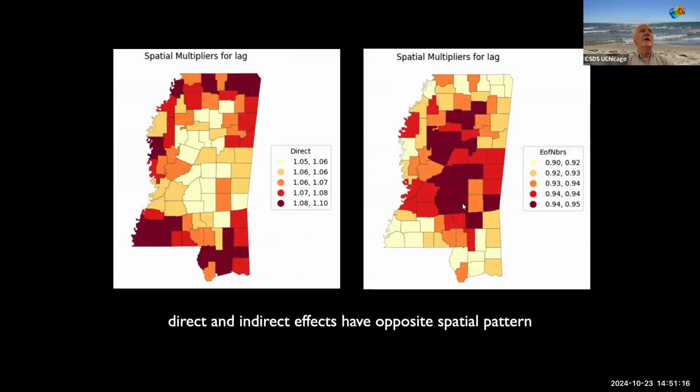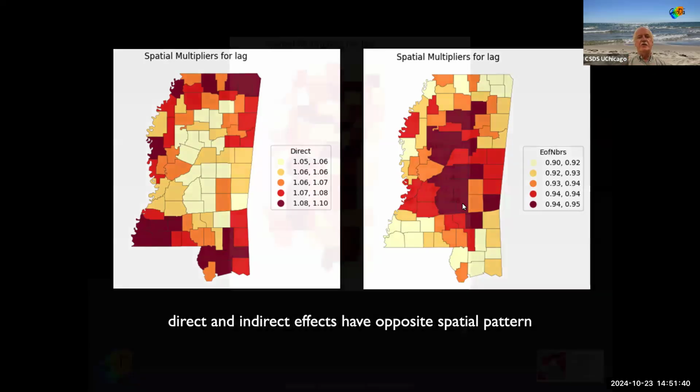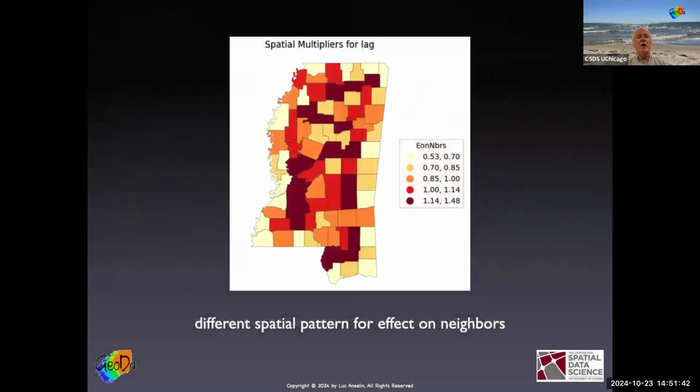It's understandable when you think of the total effect as fixed. So the total effect is fixed. So with a uniform change in X, the total effect is always the same. And that has to be divvied up between direct and indirect. So if direct is larger, then indirect will be smaller, and vice versa. So these two are the exact flip of each other, and then the effect on the neighbors comes here.